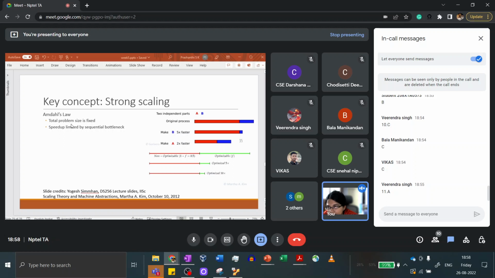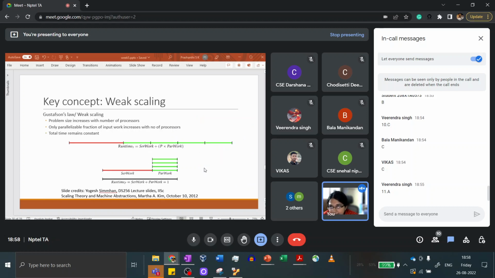But an important, so basically we learned that the speed up is limited by the sequential bottleneck that you have. But a big assumption that Amdahl's law makes is that your total problem size is fixed as you add these extra processors, right? And that's why you don't have as much of a speed up as you like.